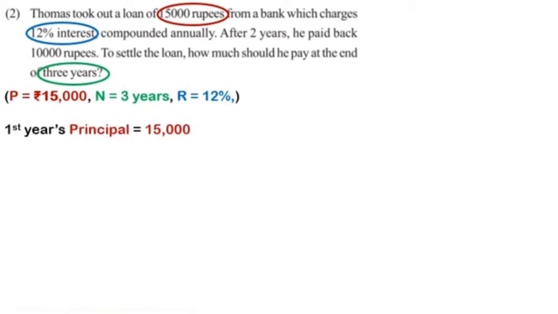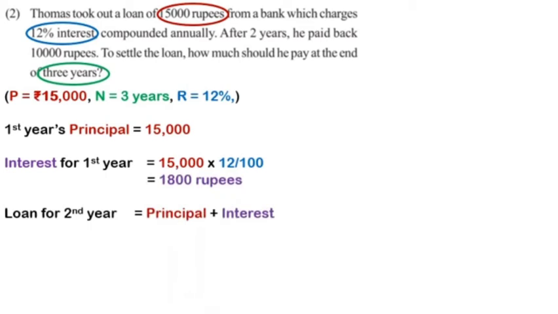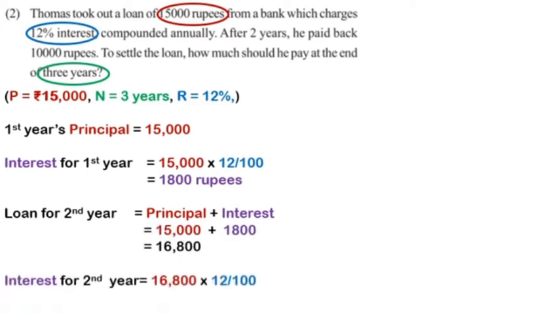3 years. So first year's principal amount is equal to 15,000 and first year's interest is equal to 15,000 into 12 by 100 because rate of interest is 12, that is 1,800 rupees. Then loan for second year. How much is the loan for second year? This first principal amount plus interest, that is 15,000 plus 1,800, that is 16,800. So we want to find the interest for second year using this principal amount.